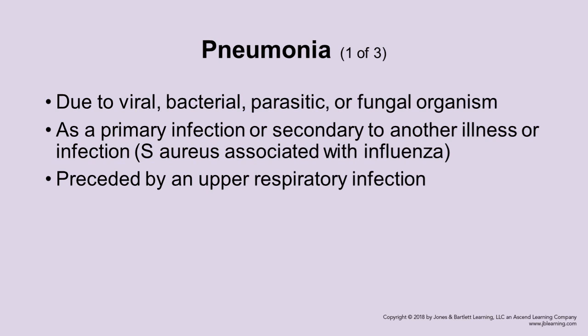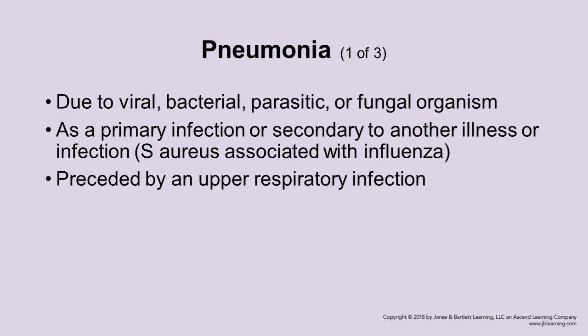The next process that we'll touch on is pneumonia. So pneumonia is one of the more common causes of a lower respiratory illness in children after bronchiolitis. And it can be due to a number of different pathogens, including viral, bacterial, parasitic, or fungal organisms. It can occur as a primary infection, or it can occur secondary to another illness. And the hallmark of this is the infection of Staph aureus pneumonia, sometimes associated with influenza, lower respiratory tract illness.